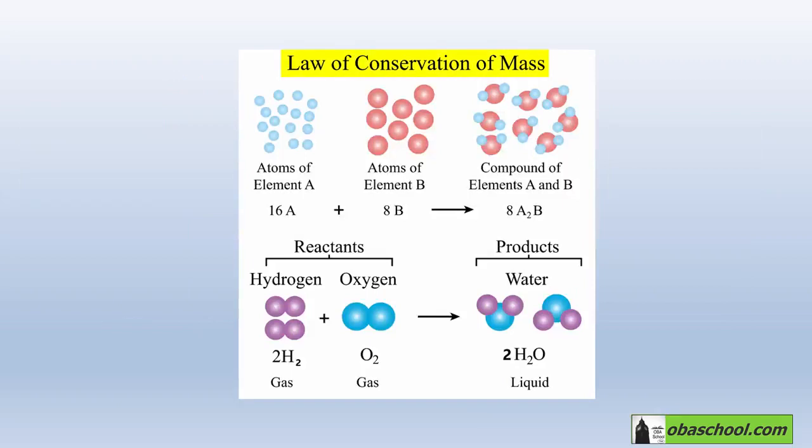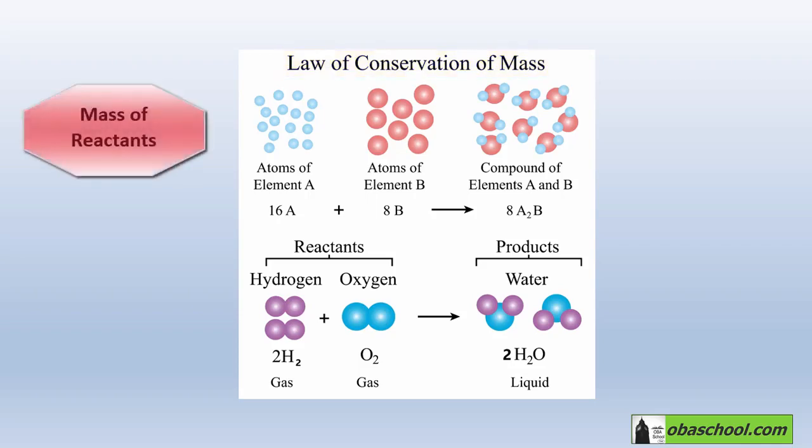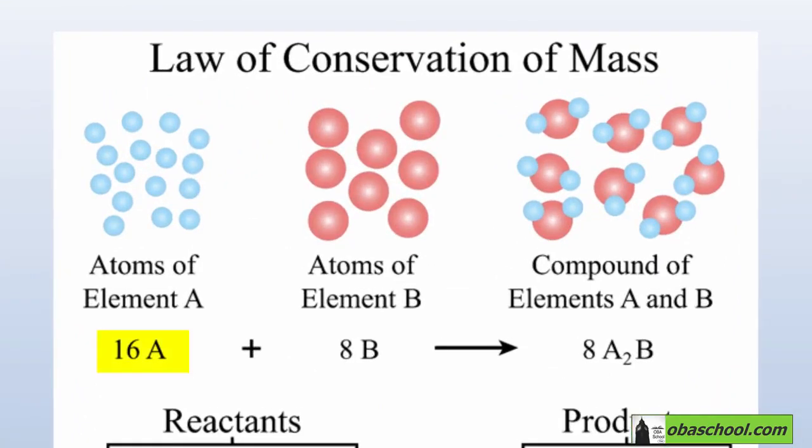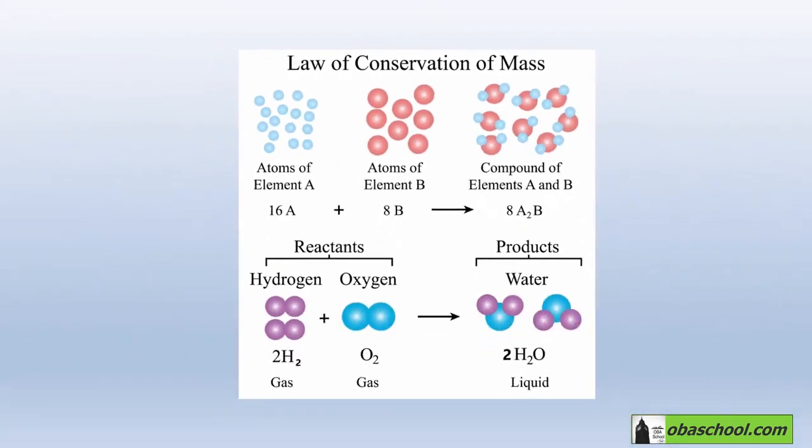The law of conservation of mass states that the mass of reactants should be equal to the mass of products, which means that if we start with 16 atoms of element A and 8 atoms of element B, we should end up with the same numbers. Let's examine the products of this reaction. So as you can see, we have 8 molecules of this compound, and the formula of this compound is A2B, which means that it has 2 atoms of element A and 1 atom of element B. And the total number will be 16 atoms of element A and 8 atoms of element B. And this is simply the law of conservation of mass.